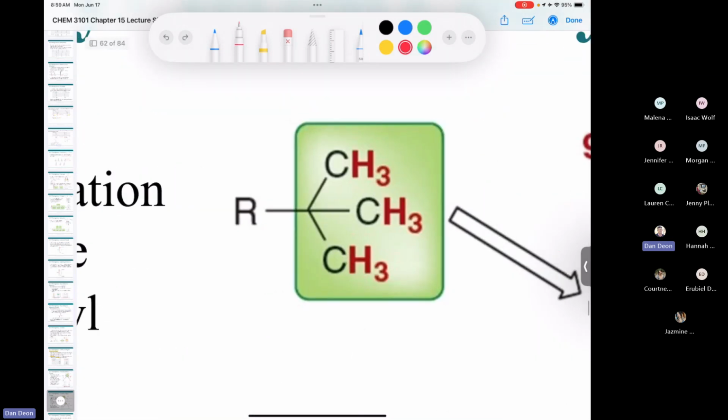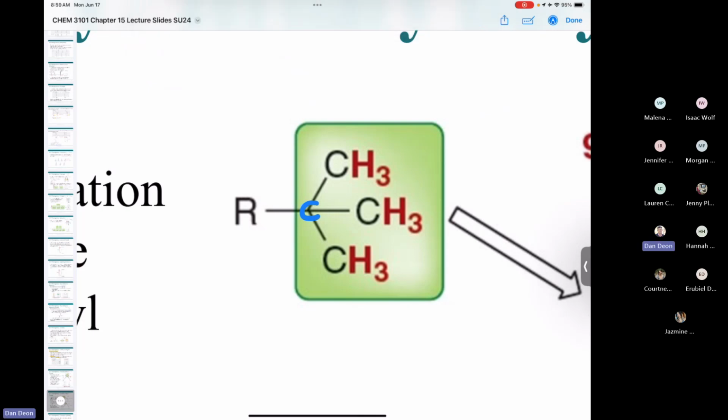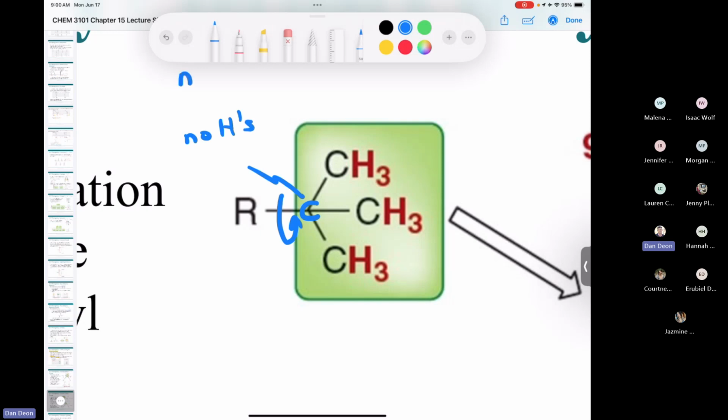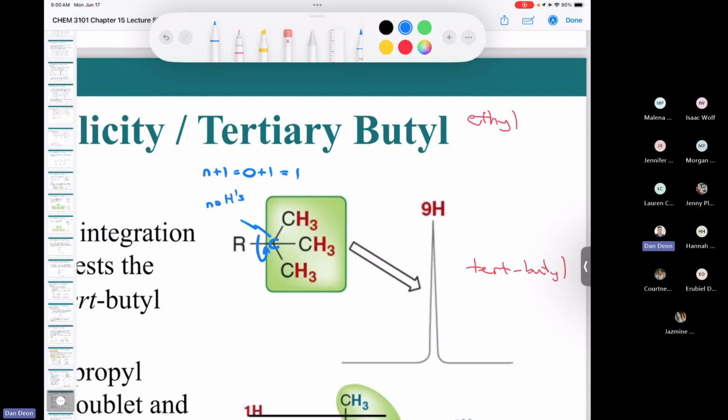If you look at a tert-butyl group, if I highlight this carbon in blue, that carbon has no protons on it. But all 9 of these protons, 3 plus 3 plus 3, are chemically equivalent. Why? Because there's free rotation around this bond, and so there's no way to differentiate between those 9 protons. But if you look at their neighbor, which is the blue carbon, there are 0 protons, no H's. And so n plus 1 equals 0 plus 1, which gives you 1. So if you see a singlet that has an integration for 9 protons, that tells you that you've got a tert-butyl.